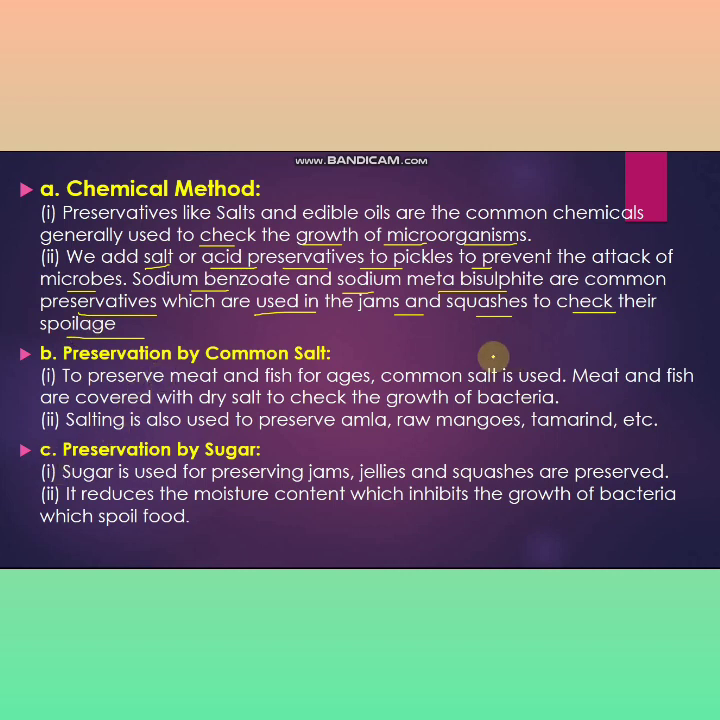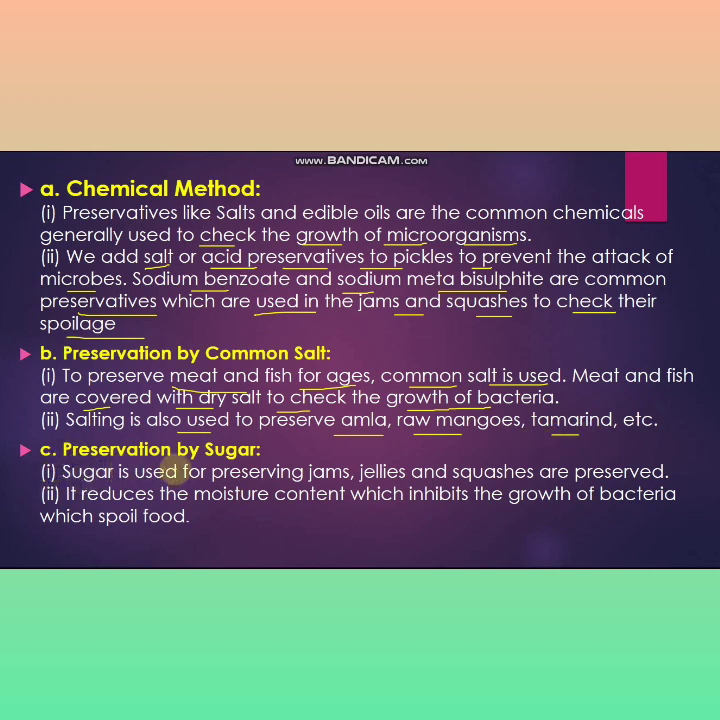Next is the preservation by common salt. To preserve meat and fishes, common salt is used. Meat and fish are covered with dry salt to check the growth of bacteria. Salting is also used to preserve amla, raw mango and tamarind.